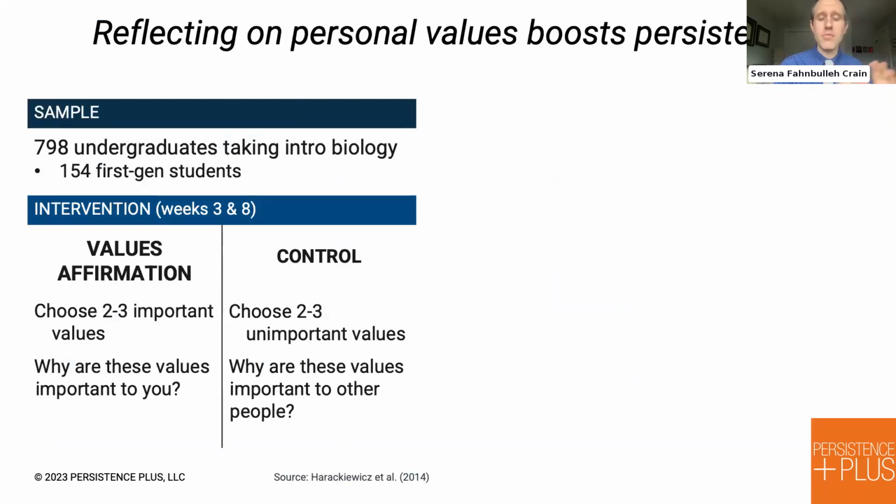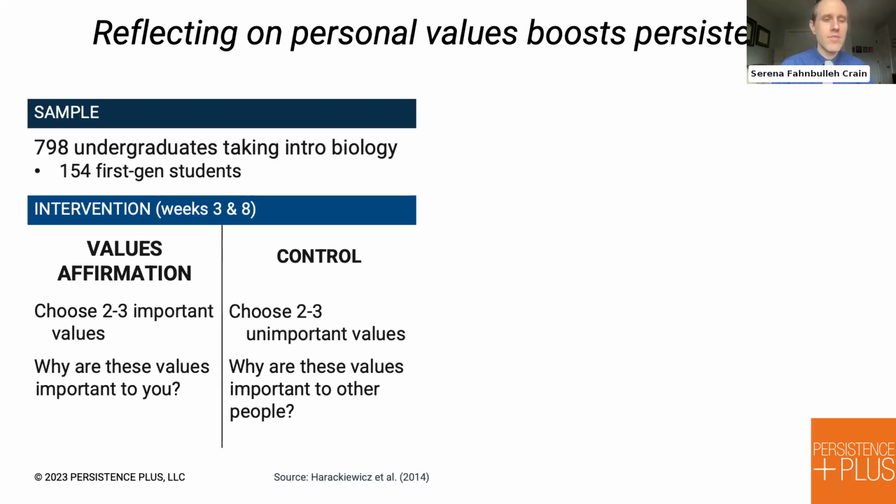intervention, this is just one study of many that's been done on this. This was with a group that was focused on trying to increase students' retention in STEM programs, especially first-gen students. And so they recruited all the students taking intro biology at a big 4-year university. And twice during that class, they had to do a writing exercise, either this values affirmation, where they picked 2 to 3 values that are important to them and wrote about why they're important to them, just like what you saw on the last screen, or the control group picked 2 to 3 values that aren't important to them and wrote about why these are important to other people who aren't you.